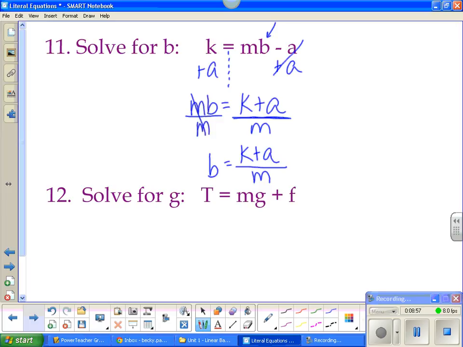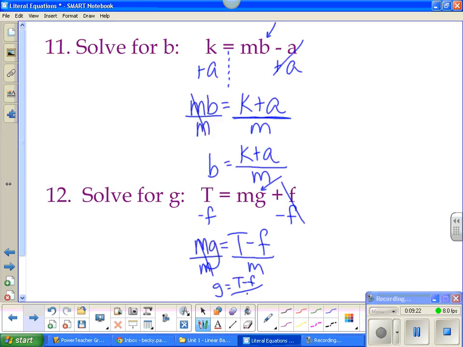Number 12, I'm solving for g. So there's my g. What are we going to move first? We're going to move the plus f. So we are going to subtract f from both sides. So I have mg equals t minus f. Solving for g, I'm going to divide the whole side by m. G equals t minus f all over m.